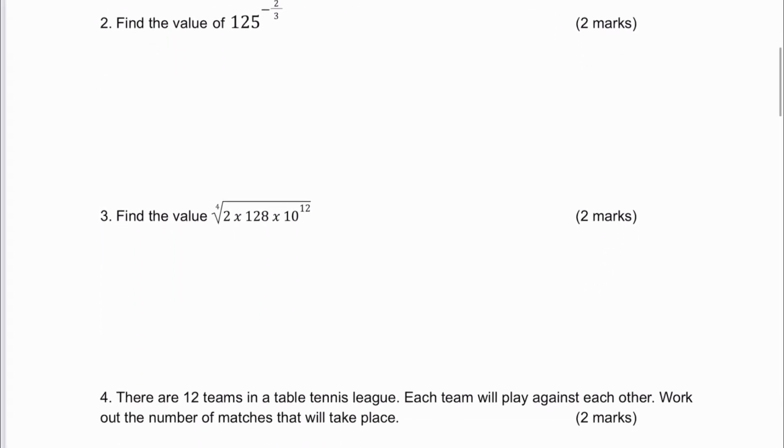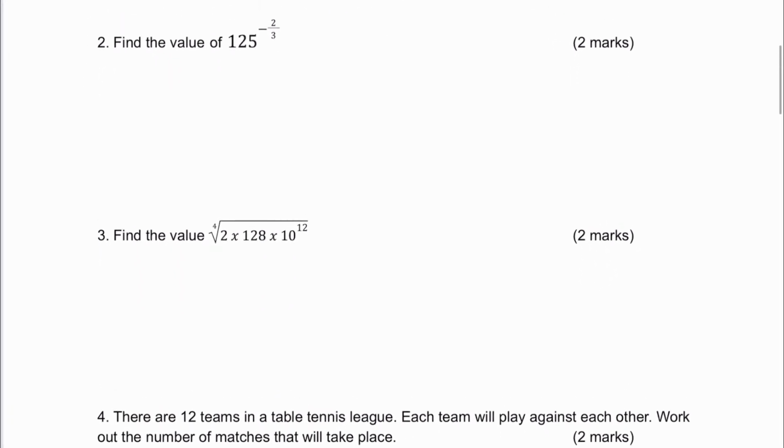Okay, so let's have a look at the next one. Now again, this is another one where if you wanted to, you could put it straight into a calculator. However, you'll notice that it's got a negative index, so that means it's going to be the reciprocal. So I can write that as 125 to the power of 2/3.